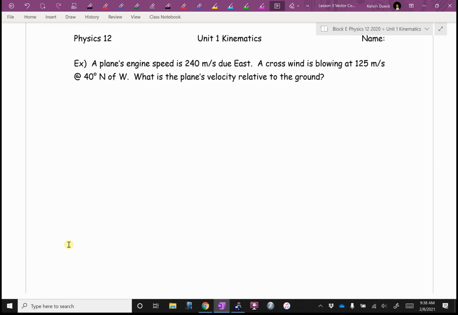A plane's engine speed is 240 meters per second due east. I see compasses. I'm drawing a compass rose. A crosswind is blowing 125 meters per second, 40 degrees north of west. North of what? West. Okay. What's the plane's velocity relative to the ground?